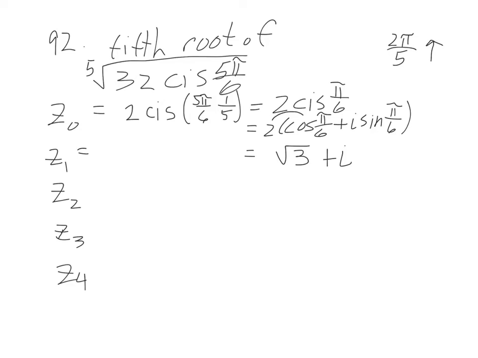So our next one right here is going to be 2 cis, and we're going to take our z sub 0 angle, which is pi over 6, and we are going to add 2 pi over 5 to it.